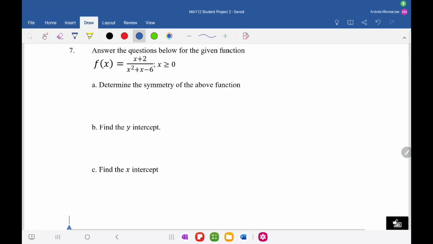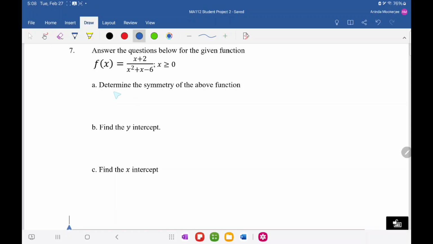Now the last question on the project is on rational functions, as we can see. So let's go through the questions pertaining to this particular function, which is f of x equals x plus 2 divided by x squared plus x minus 6, given that x is greater than or equal to 0.